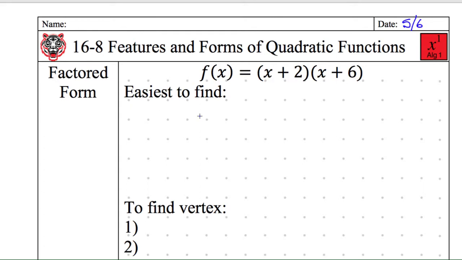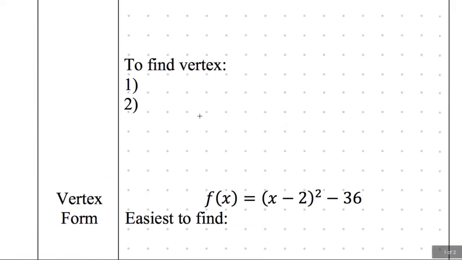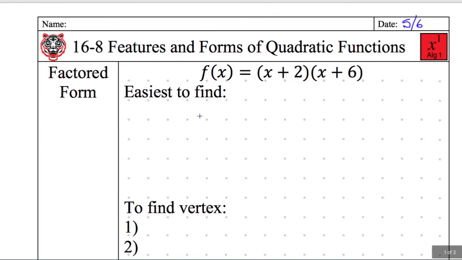So, factored form. There are three forms that you need to know. There's factored form, there's vertex form, and on the back, there's standard form. You need to know everything about them. And tonight's homework, we have two assignments. One of them is the strategy on how to find certain things.